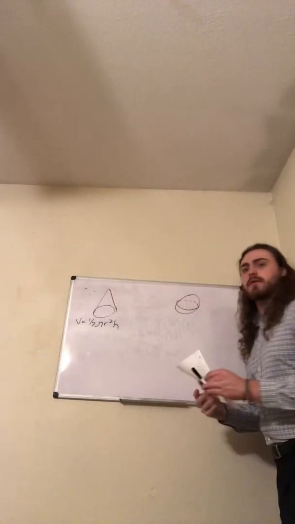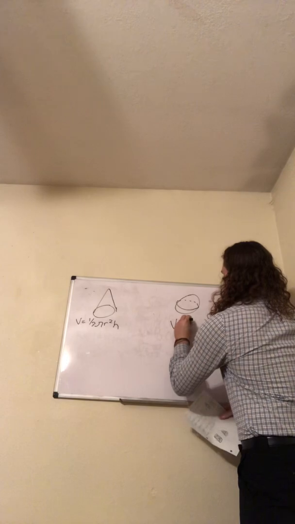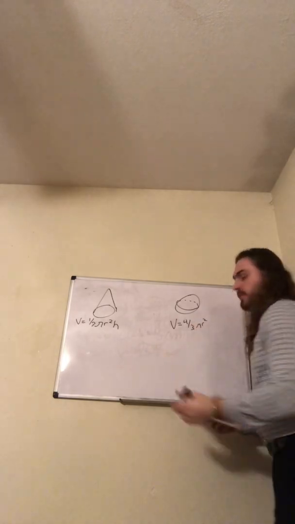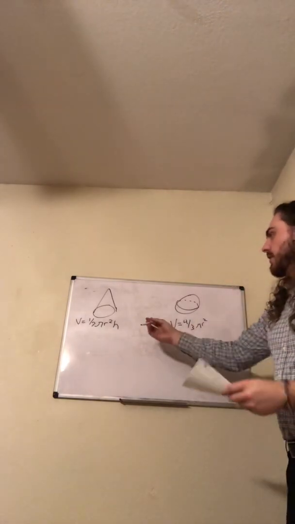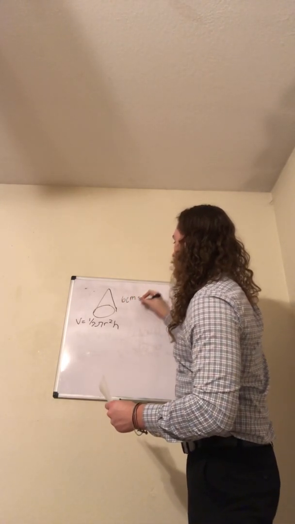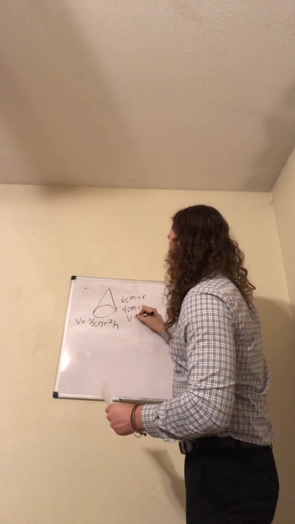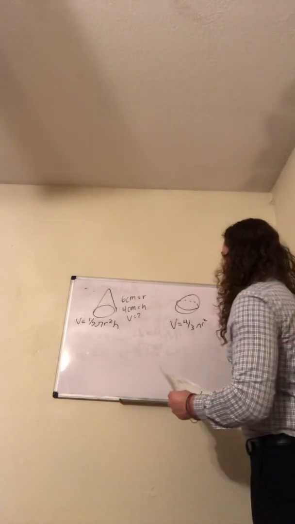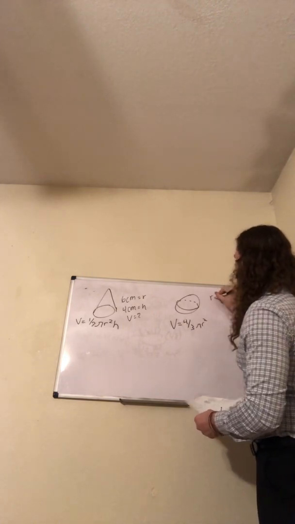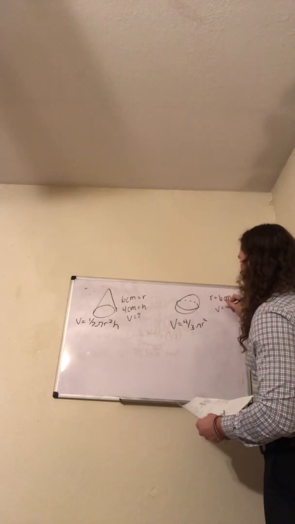Now, can anybody give me the volume for our sphere? Yes, sir. It is 4/3 pi r cubed, and that is it. So if this cone had a radius of 6 centimeters and a height of 4 centimeters, what is our volume? I'll give you all some time to solve these two on your own before I go over them. And in this one, if we have a radius of 6 centimeters, what is our volume?